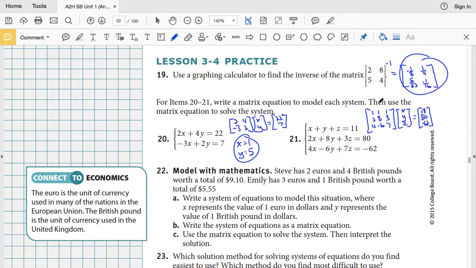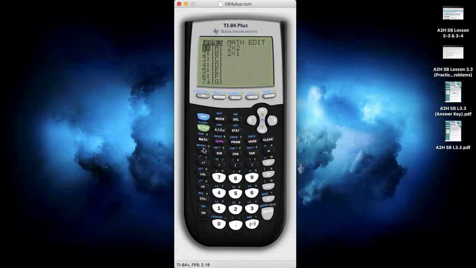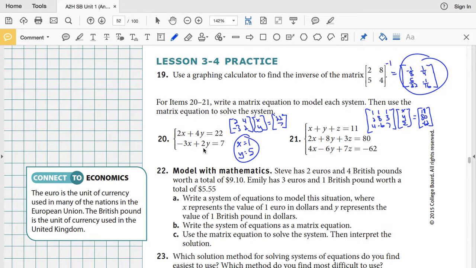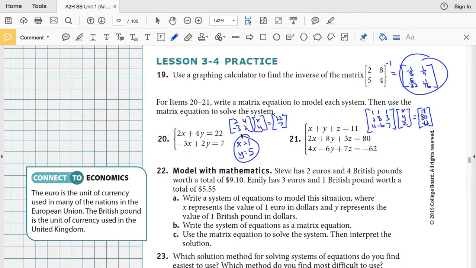All right, so let's go ahead and pop these into our calculator. So we'll go to second matrix, and we'll edit A, and this is now going to be a 3 by 3, and I believe the first row was 1, 1, 1. Then we had 2, 8, 3. Then we had 4, negative 6, 7. All right, let's go to second matrix, and we're going to edit B, and this is now going to be a 3 by 1, and in this case it's 11, 80, and negative 62.